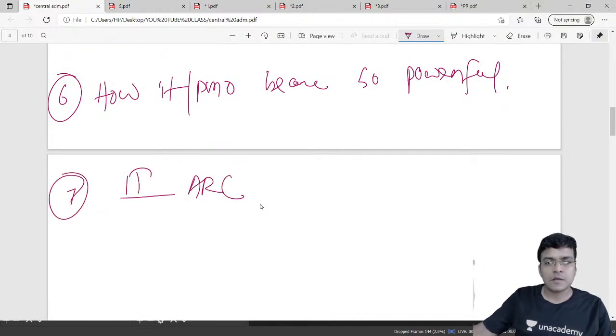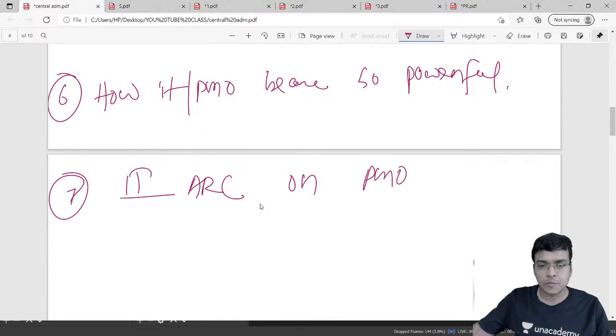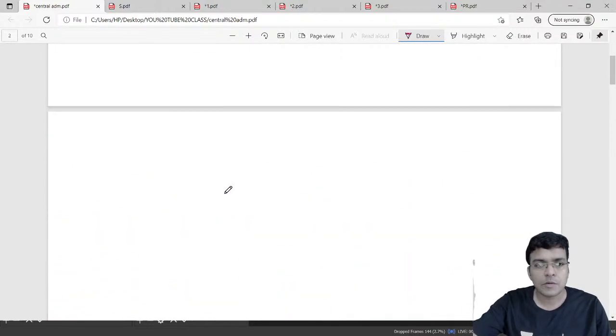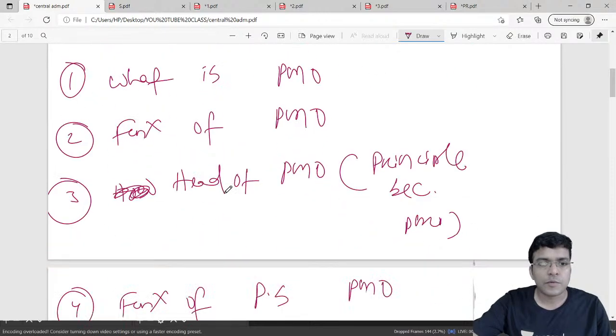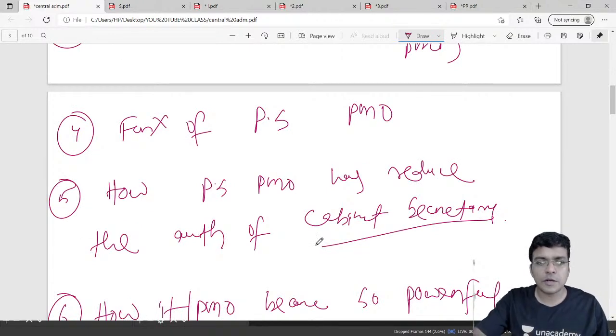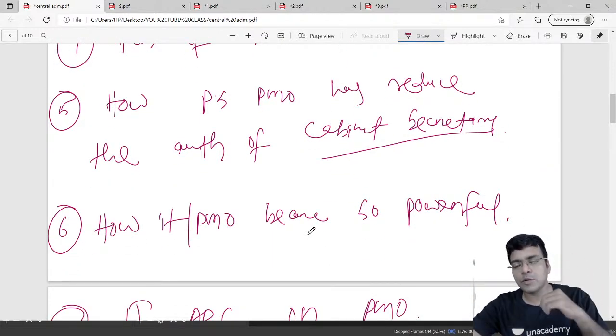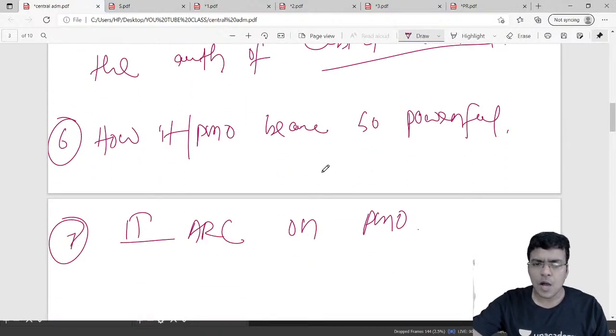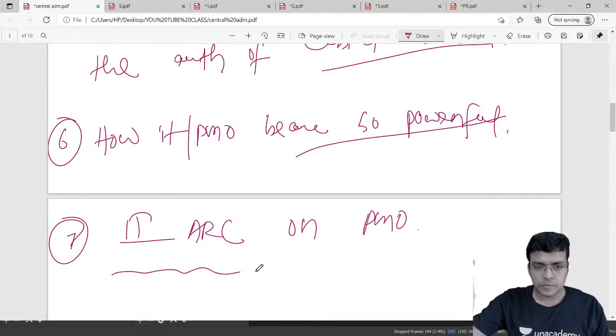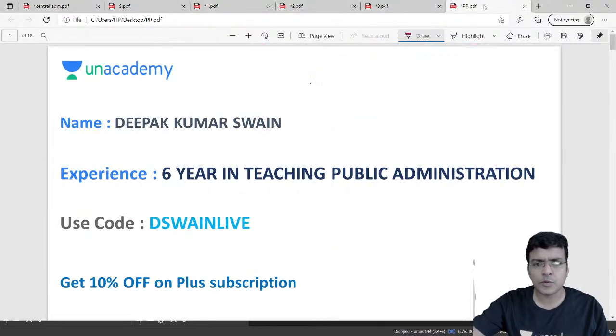Second ARC on PMO, that you need to write in this part. 7 parts you need to write in this answer. We will discuss one by one: what is PMO, function of PMO, principal secretary PMO, function of principal secretary in PMO, how principal secretary has reduced the authority and power of cabinet secretary, and who is supposed to be the chief advisor to the PM, how it becomes so powerful. Second ARC on PMO.